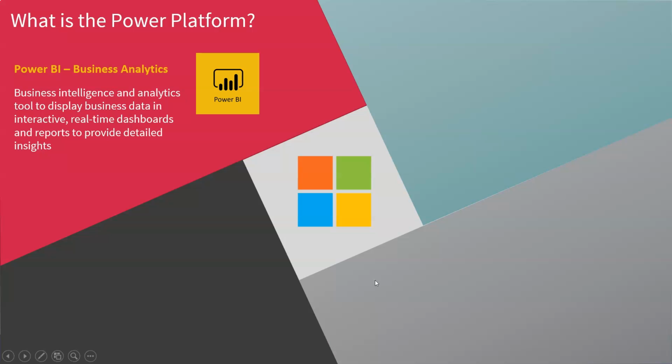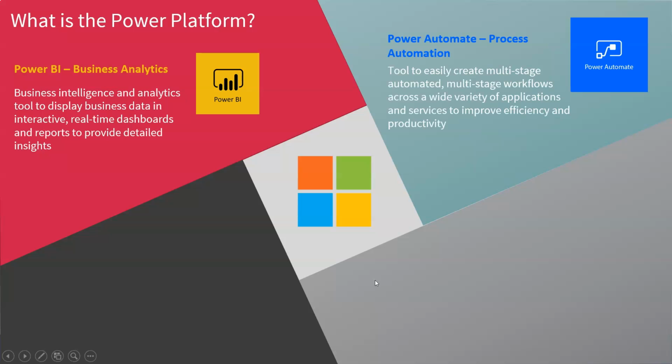Back to our presentation. The next is Power Automate. This is a very powerful tool, highly underrated. It's a process automation tool. It makes it easy for you to create approval processes and automate several tasks.